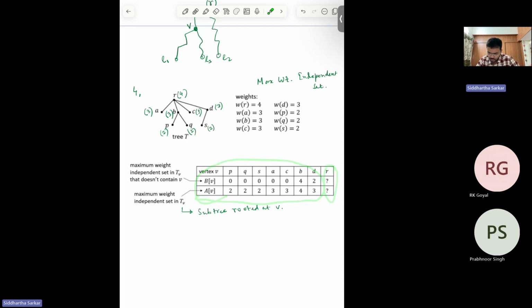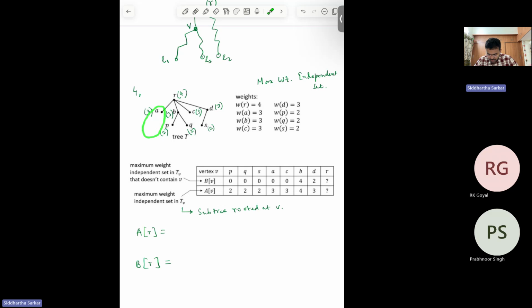Now the question is, how shall we compute A of R and B of R? That's all, there's nothing beyond that. It's easier to compute B of R, so let us first compute B of R. So what is B of R? You are allowed to take all vertices but the root. The subtree rooted at R is the entire tree, but you are not allowed to take R because we are computing B of R.